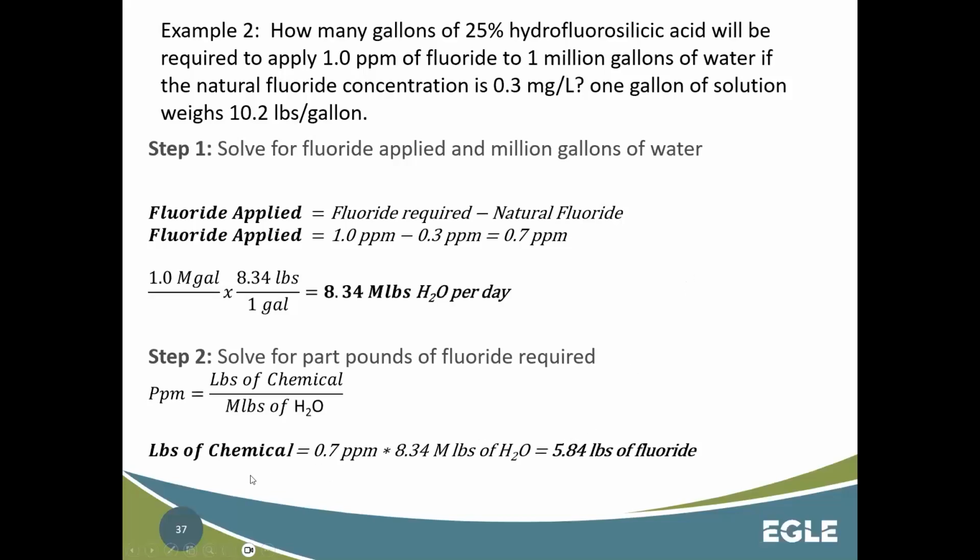Okay. So we have our equation once again. We have parts per million equal to 0.7. We have our million pounds of water calculated, which is the 8.34. If we multiply these two together, we solve for the pounds of chemical, and that gives us 5.84 pounds of fluoride.